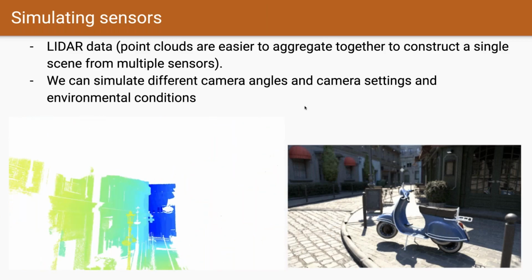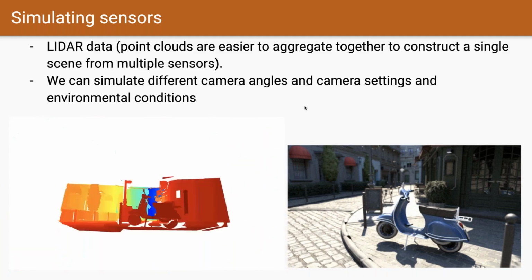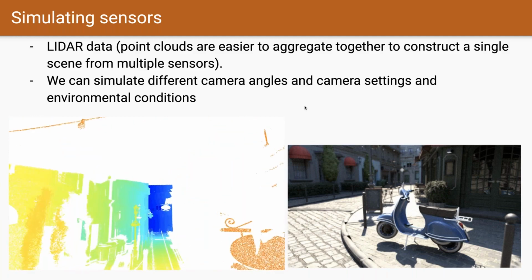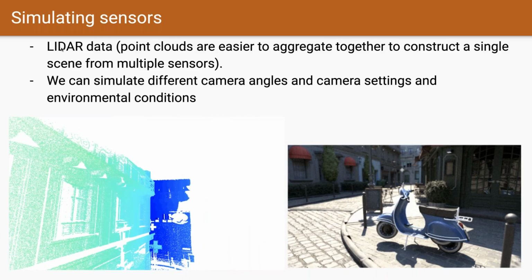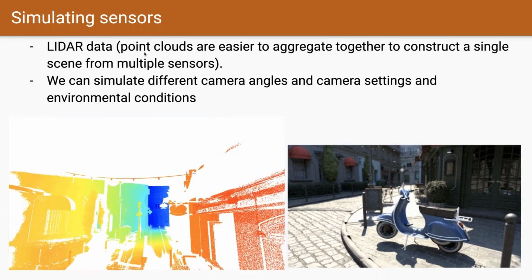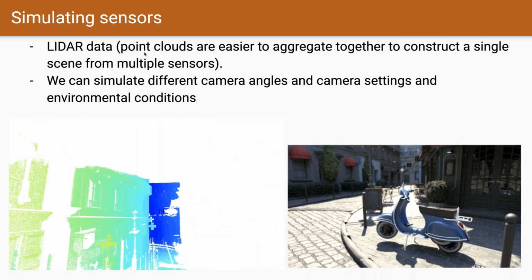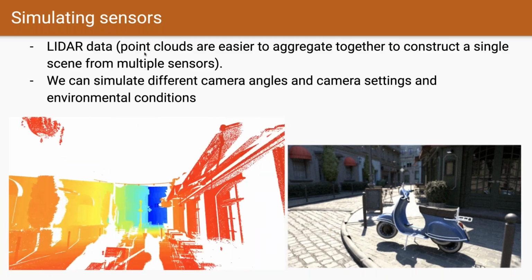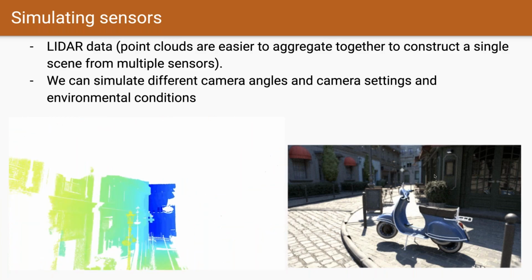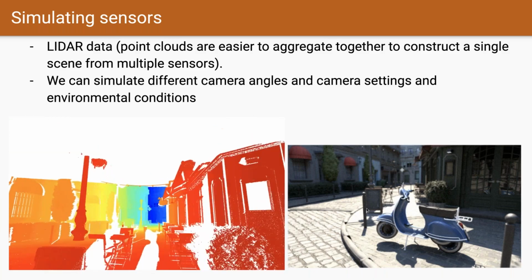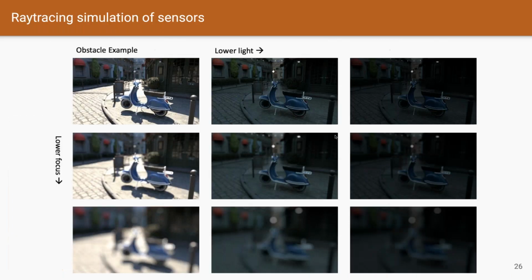So if I were to model an entire city or a construction site, I need to be able to start from modeling individual sensors. Here we use physics-based ray tracing methods. We start by modeling the Lidar sensors, which are modeled as point clouds, which are easier to aggregate and construct a single scene from multiple sensors because you can just overlap them together and construct an entire 3D scene. We can also simulate different camera angles, lenses, and environments. So here's us trying to simulate a city scene with a Vespa in here and making sure that we capture the correct lenses for the cameras.